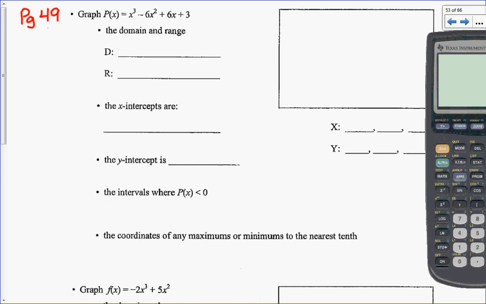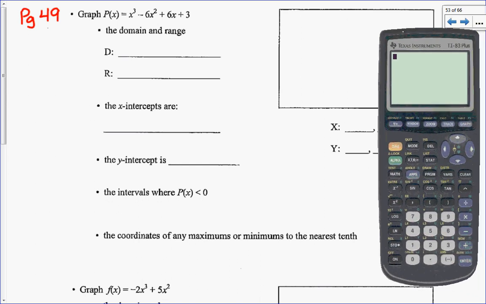So if you take your graphing calculators, enter that into your y1: x cubed minus 6x squared plus 6x plus 3. Okay, and ask it to graph.